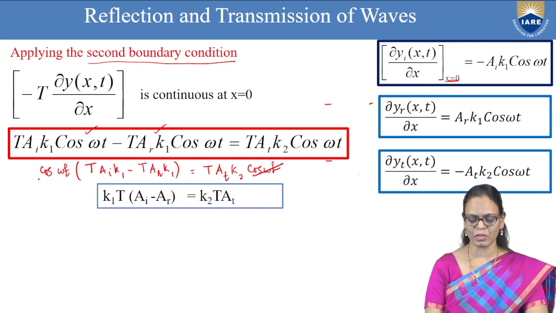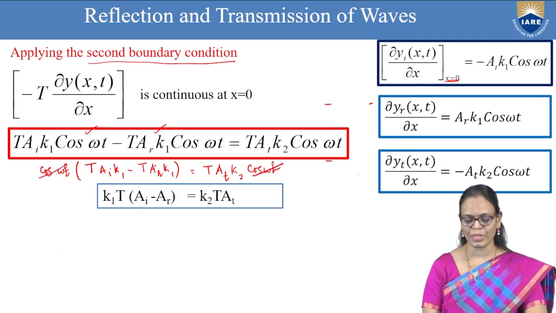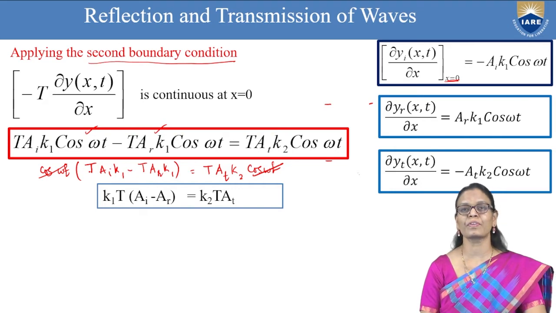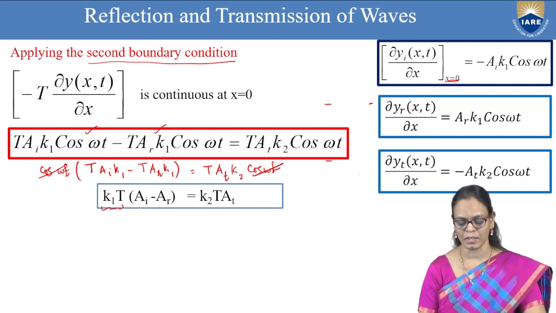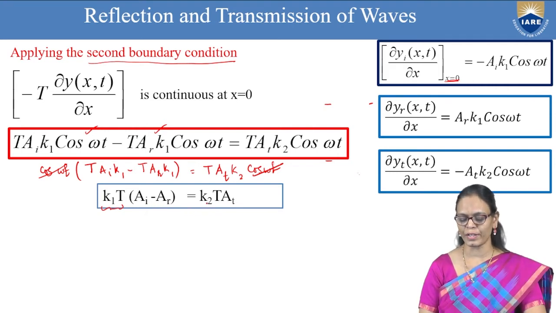So cos ωt will get cancelled. And in both the cases here we have k1 T and k1 T. We have taken now k1 T common. So we are left with Ai minus Ar. So k1 T into (Ai minus Ar) will be equal to k2 T into At. So we will consider this as equation 5. So we are going to substitute in this equation next.